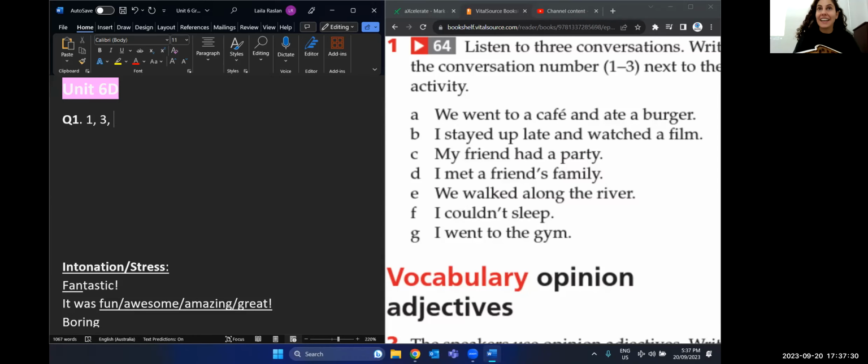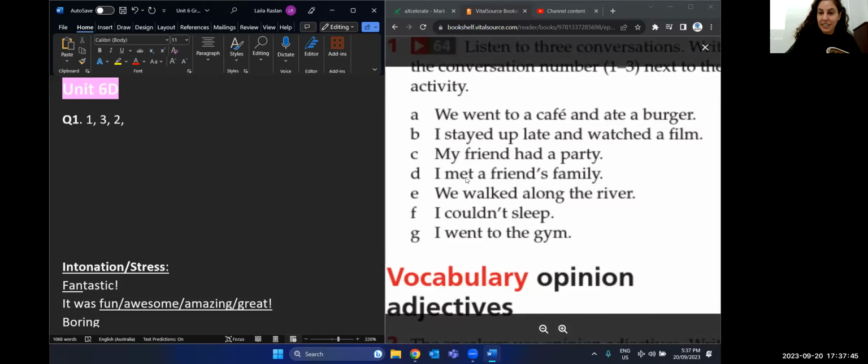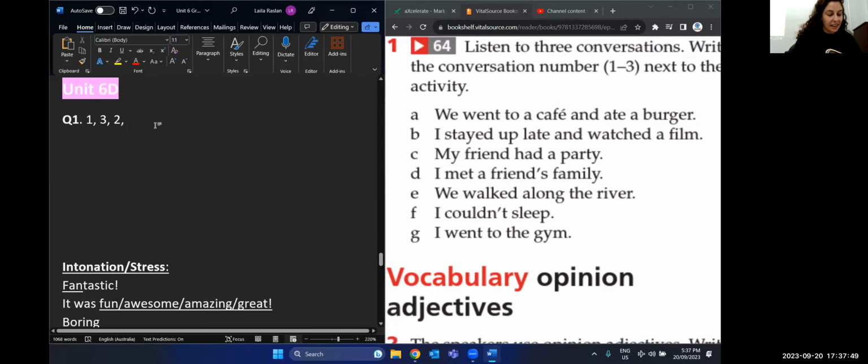My friend had a party. So we know the verb had comes from have, and it's in the past. Was that the second conversation? I met a friend's family. So we've got an irregular verb. It breaks the rule. It does not take the ed. So I met a friend's family. Is that from conversation 1, 2, or 3? 2.